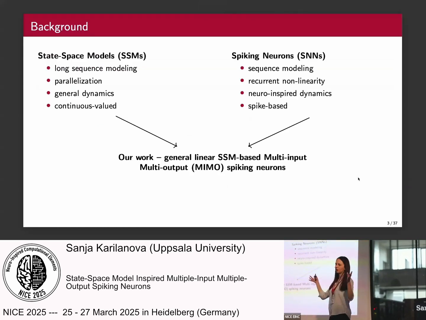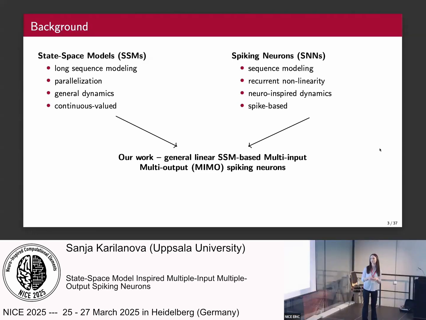I'll begin by positioning our work in the current literature. On the left side, we have state-space models. They have been at the core of areas such as signal processing and signal control, but lately they have given very promising results in long sequence modeling, at the level of transformers. Due to their linear nature, they have linear computational complexity along the length of the sequence. This is unlike transformers, which have quadratic computational complexity.